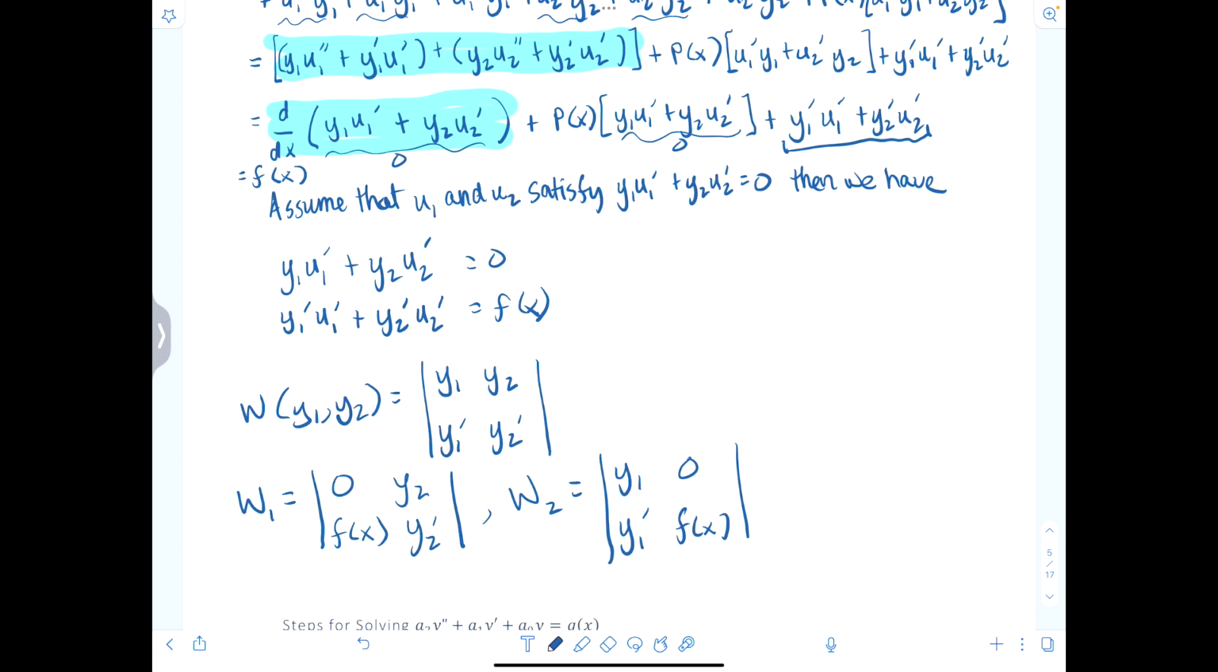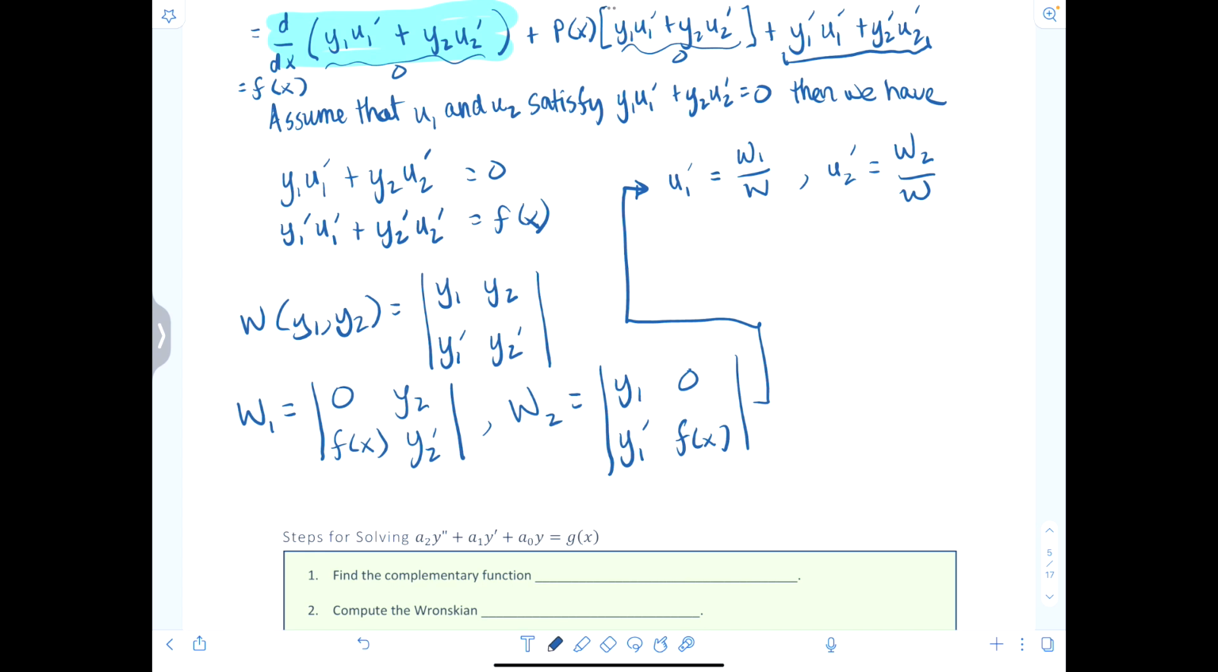And it's really cool because from here you end up with u1 prime is equal to W1 over W, and u2 prime is equal to W2 over W. Isn't that cool?